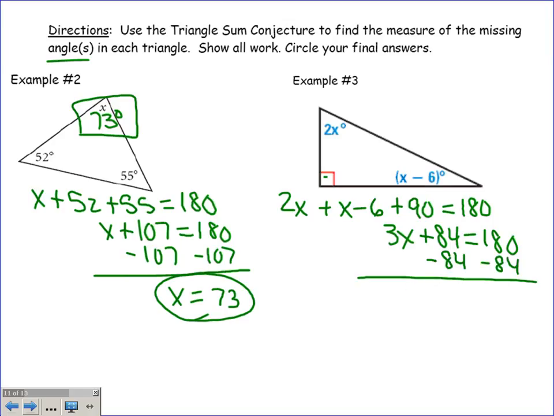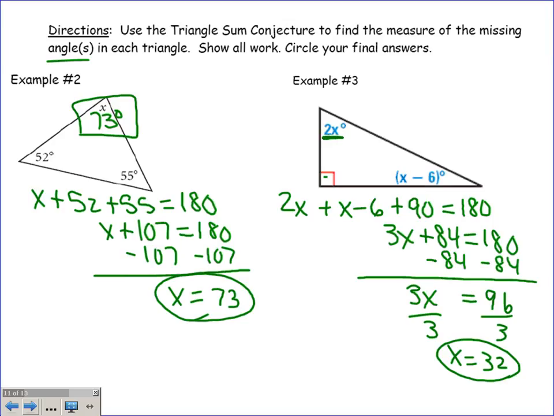I hope I'm not going too quickly for you guys. I'm just really excited about this. We'll divide both sides by 3. 9 divided by 3 is 3. 6 divided by 3 is 2, so x equals 32. Okay, am I done? No, I'm not.